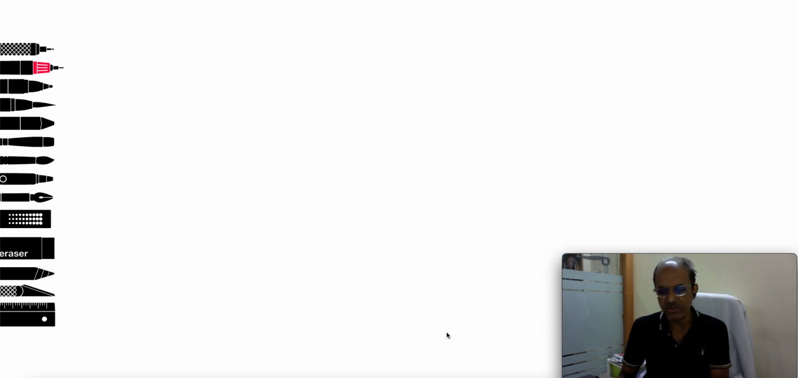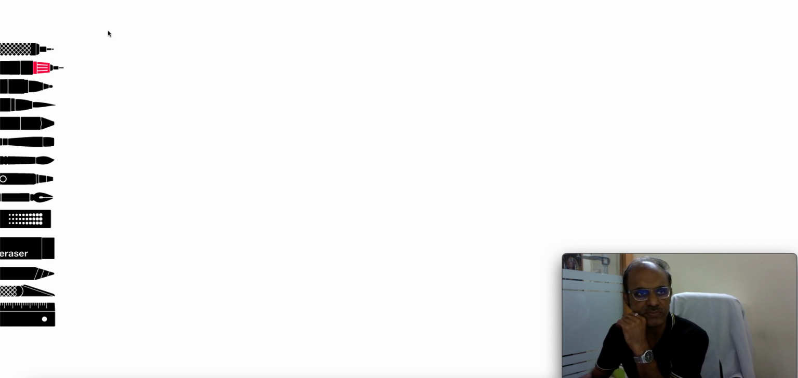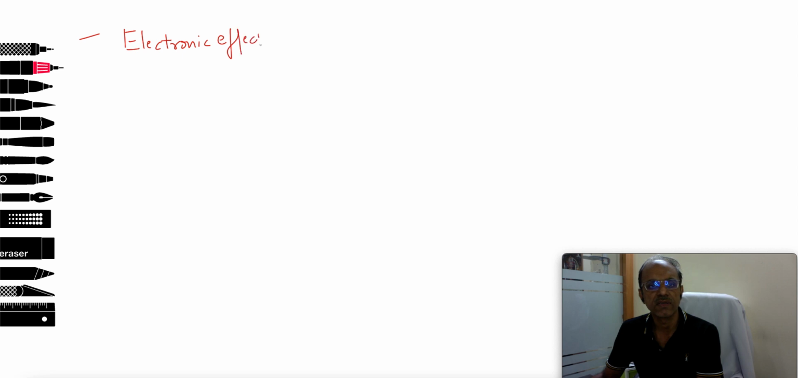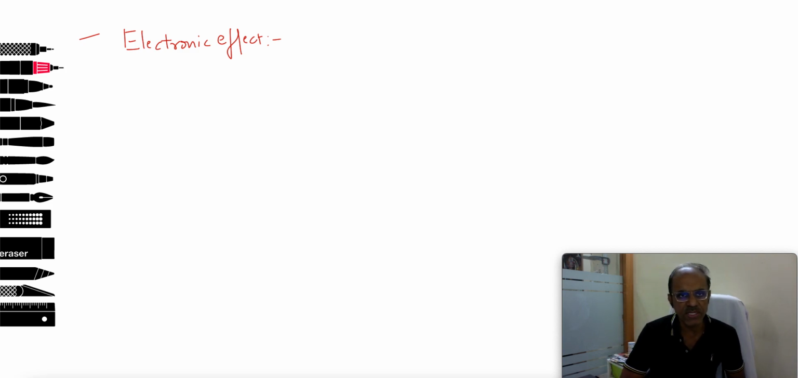Now, today we will start with a totally new topic, which is electronic effect. Now, what do you mean by electronic effect? As we know, for formation of a bond, electrons are required, mostly by sharing to get a covalent bond. So there is flow of electrons between a bond in an atom, and both the atoms have a difference in electronegativity. That means one is more electronegative than the other.